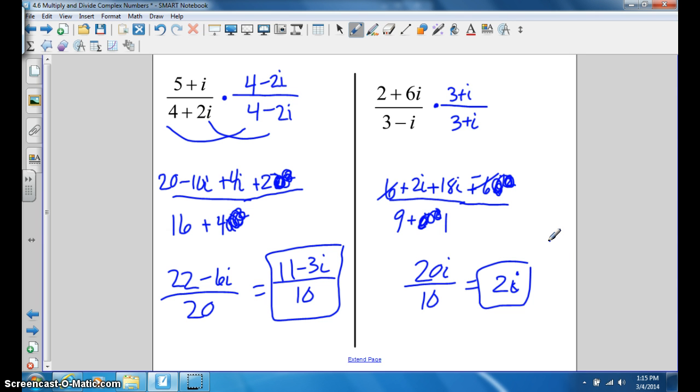So just remember, just like we talked about in radicals, you cannot have i's in our denominator, just like we couldn't have radicals in our denominator. So we have to multiply by the conjugate, and then make sure everything is in standard form if we can do that.